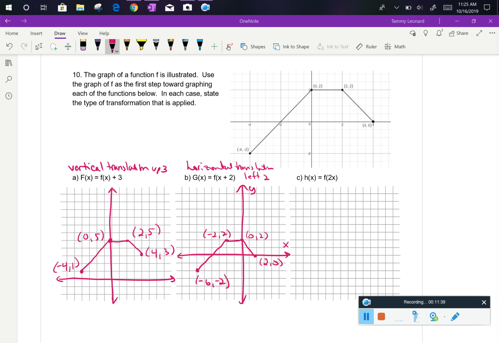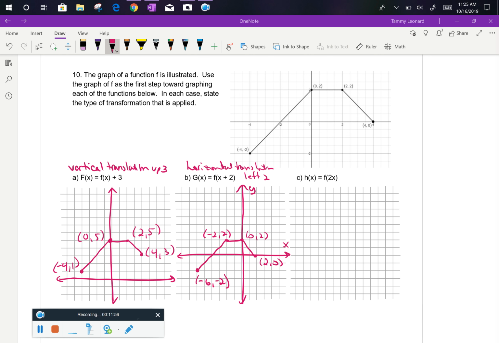So we can see that each of the coordinates just has an x coordinate that went 2 spaces to the left of where it was before, but everything's at the same height that it was before, and the shape of the graph is the same as it was before. We're good? Yes? Okay. So looking at C, again, we're comparing to the same original parent function, but now this is f of 2x. So that's not a vertical translation by a factor of 2. What is it?